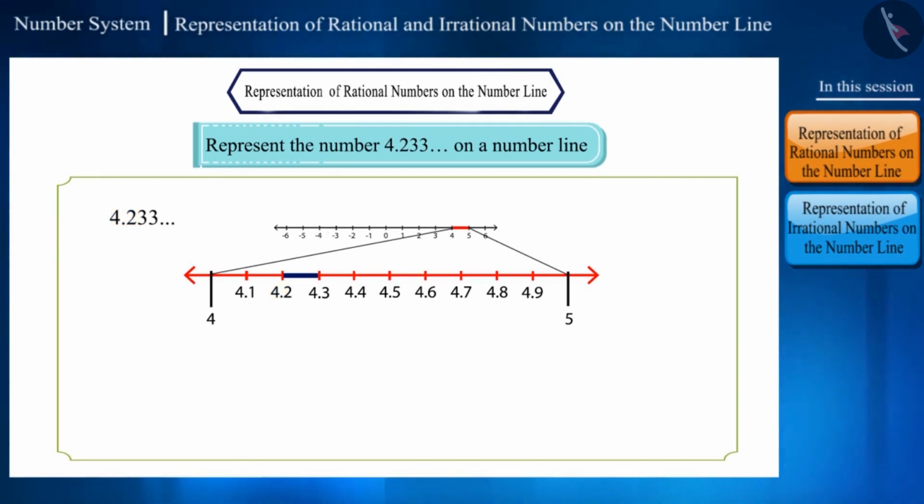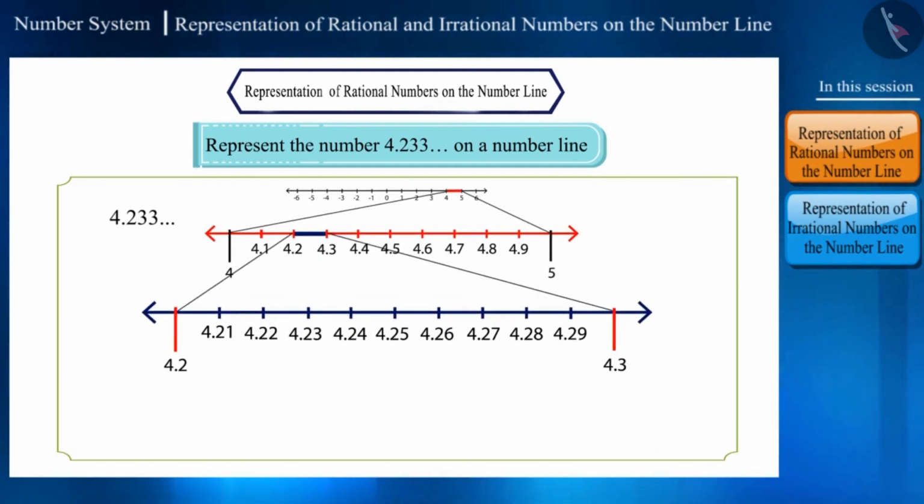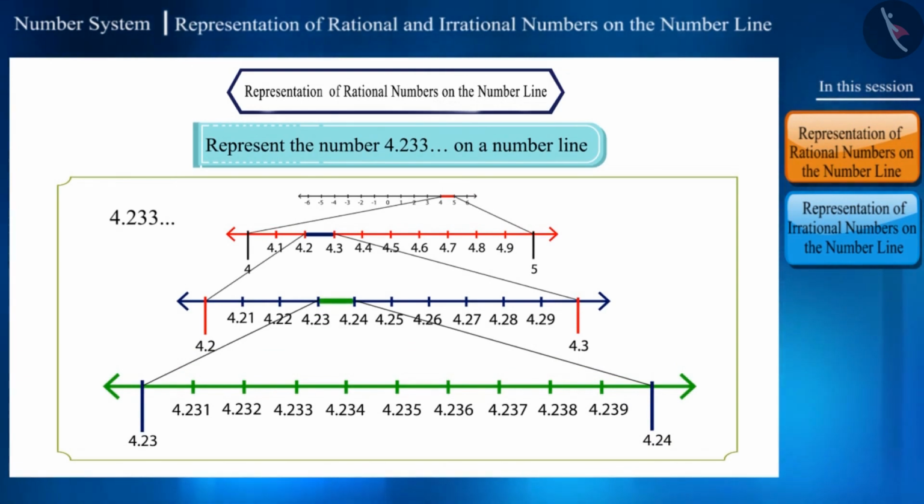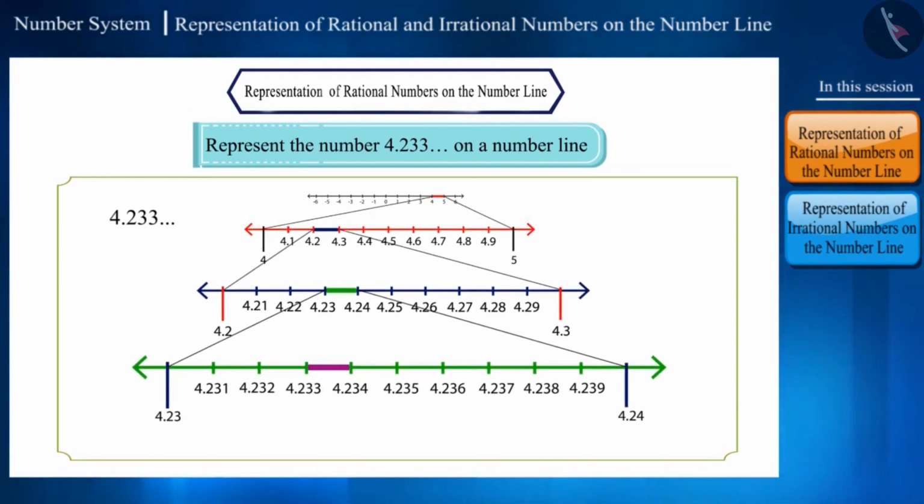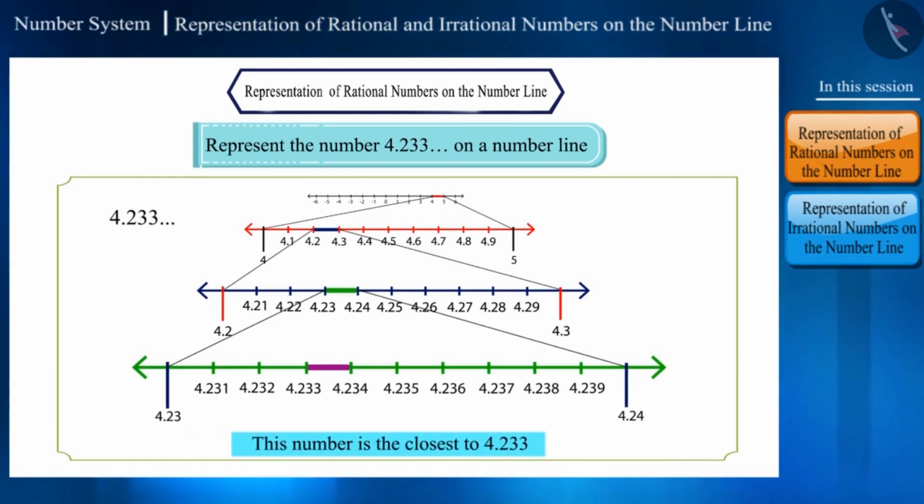Let's further divide this length into 10 equal parts. Now we can say that the given number will lie between the numbers 4.23 and 4.24. Friends, to get a more accurate visualization of the representation, we will further divide the range 4.23 and 4.24 into 10 equal parts. So the given number lies between 4.233 and 4.234. If we notice the process, as we are moving ahead and dividing the parts, we are getting closer to the given number.